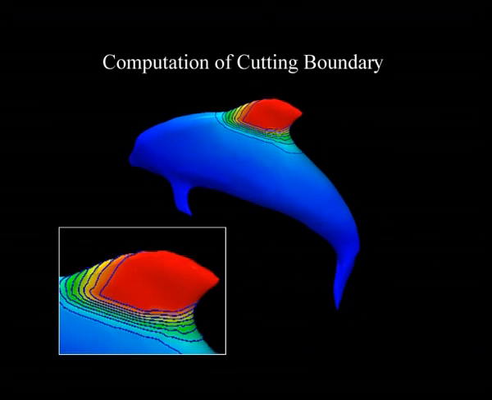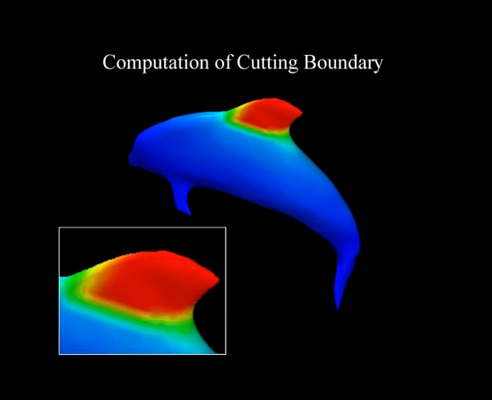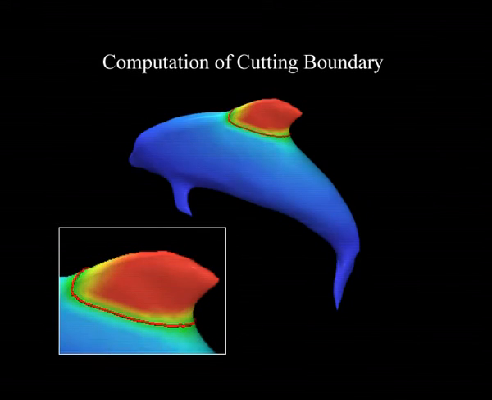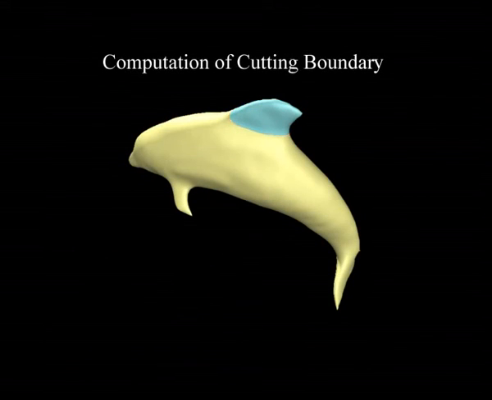A set of isolines are computed in the scalar field. Each isoline is scored by a metric considering two factors, centerness and curvature concavity. The isoline with the highest score is then selected as the cut boundary.